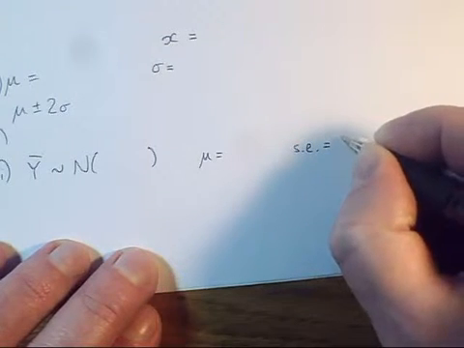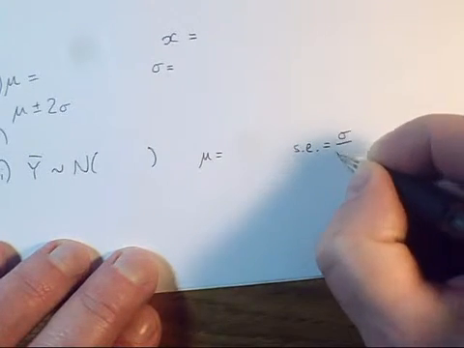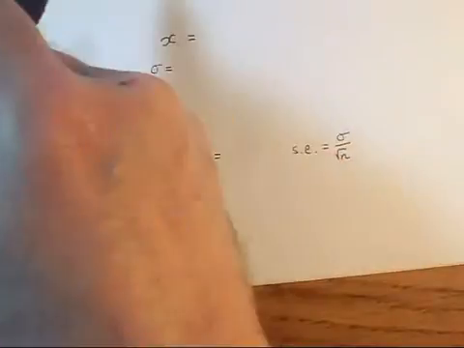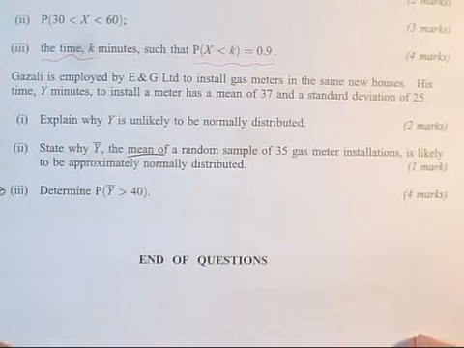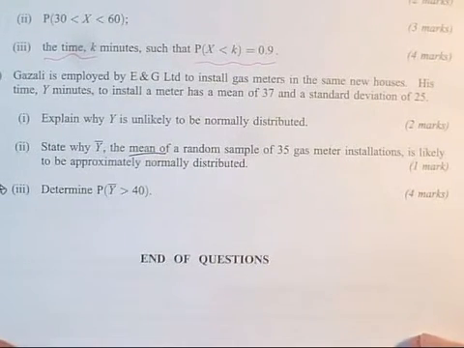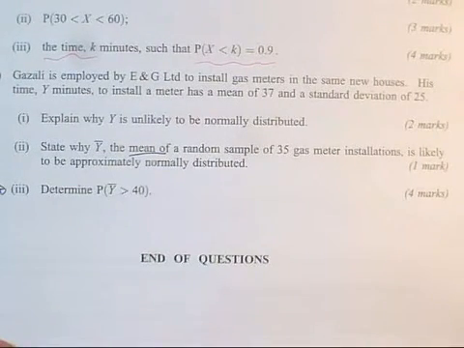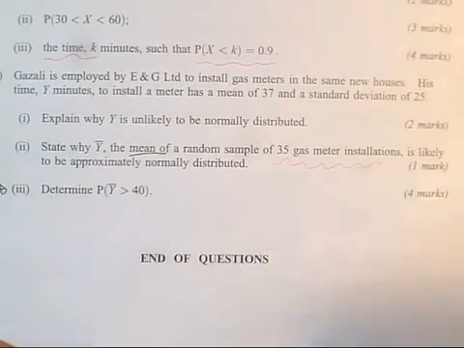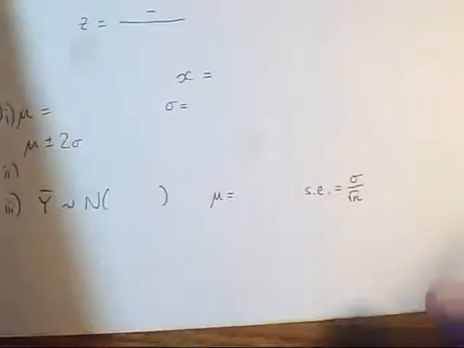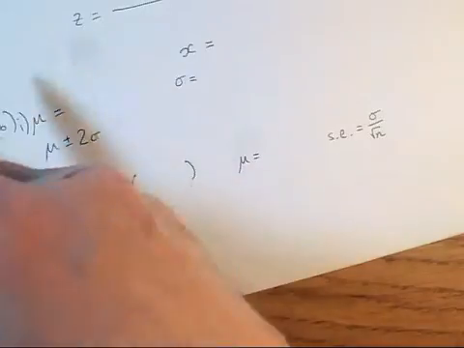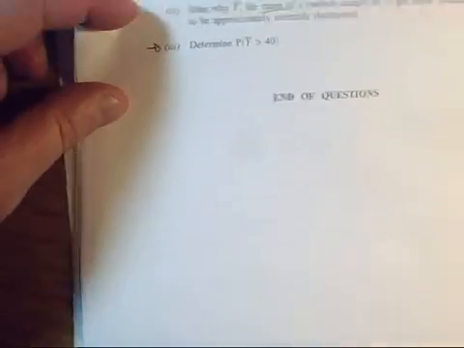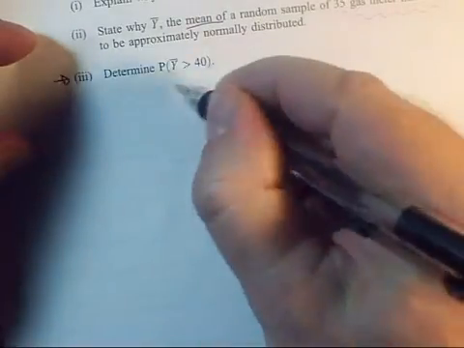So quote your formula for standard error, and you should have an n value. So where is n? Well, we need to know how many things are in the sample. So where are we told that? We've got information about the number of installations there. So get your standard error, and we want the probability. So we want the probability that y-bar is greater than 40, I think. There it is. So we're finding a probability.